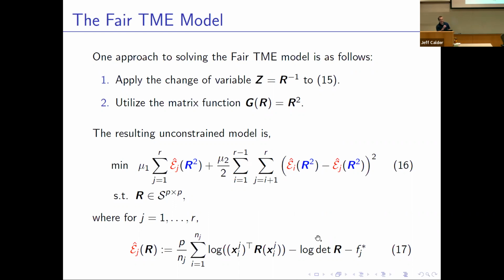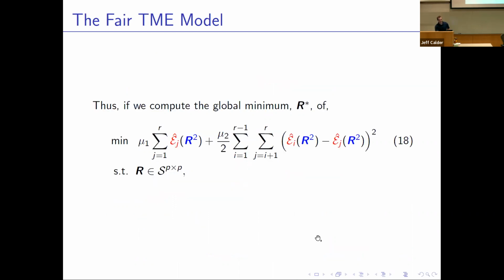So you could rephrase it as a problem over the set of positive semi-definite matrices, and then I apply the matrix function R squared. We solved 16 in our numerical experiments for both simulated data and real data sets. We use that as well to obtain a solution to the original problem. So if I solve what I have in 18 and I get R star as a solution, I can get back a solution to my original fair model through my variable transformation and my matrix function. And that's really what we're going for: I'm solving 18 in order to get a solution to my original model, or a good solution, a local solution.